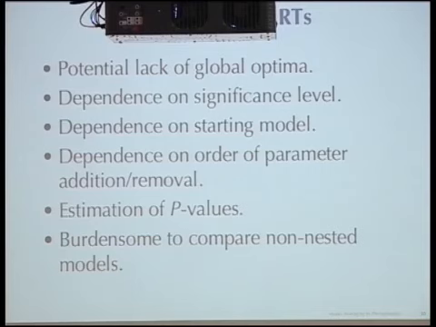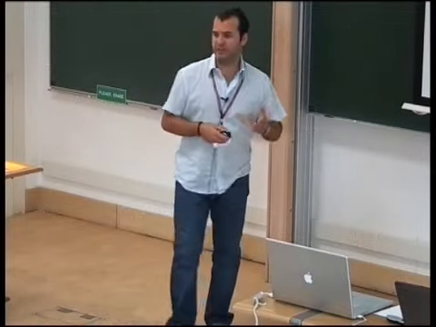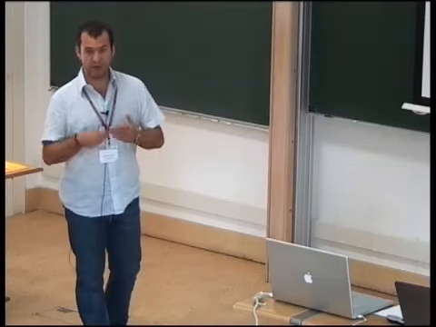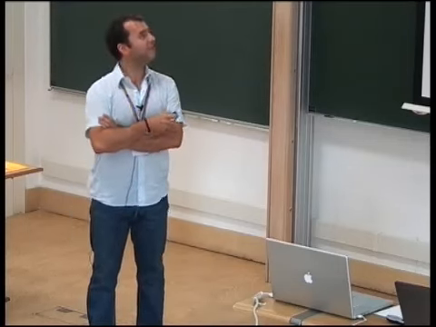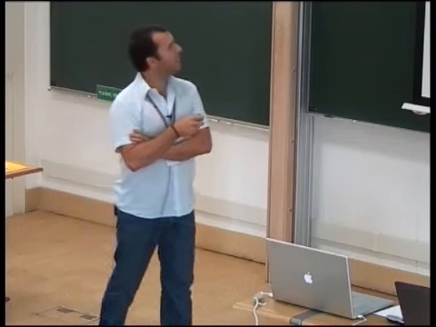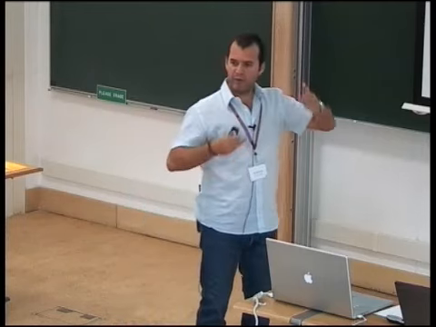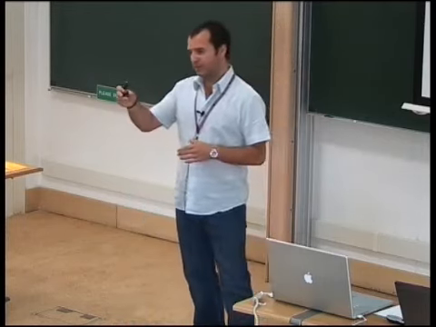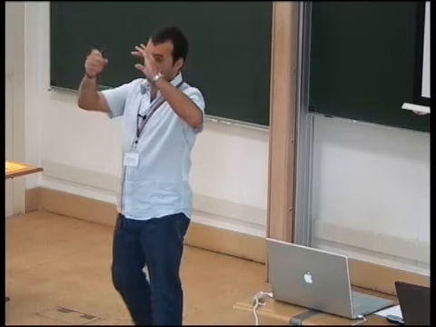So basically, there are problems like this, right? Like lack of global optima. I'll go into some of these. Obviously, we depend on the significance level. We have a likelihood ratio test. We accept or reject a hypothesis depending on whether it's below some threshold, right? So there are going to be probability problems. Probabilities are not always well estimated. That depends on the hierarchy, whether we add or remove parameters, whether we start in the simple model or we start in the complex model and we remove parameters.